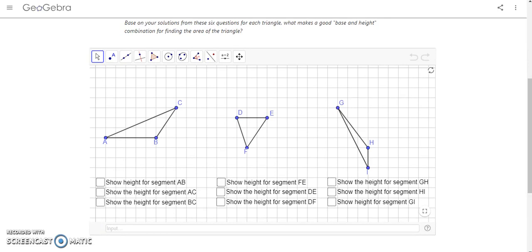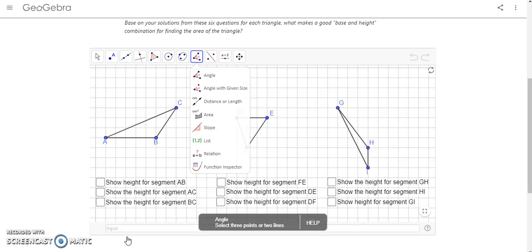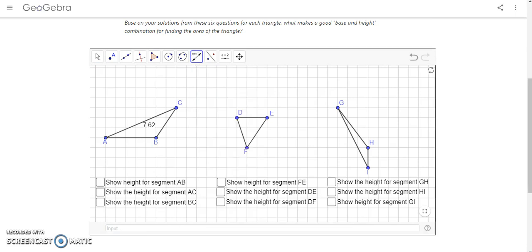So if I want to find the measurement of any of the sides, I can use my distance or length tool. So I could click on a measurement. I can click on each of these sides and say, okay, I know the length of each of these parts. So if I was going to ask myself, which of those three sides is the easiest to use to find the area of this triangle? It doesn't have to do with its location, it has to do with its measurement. Which is the easiest to measure? Which could I measure without actually having to use the measuring tool built into GeoGebra?